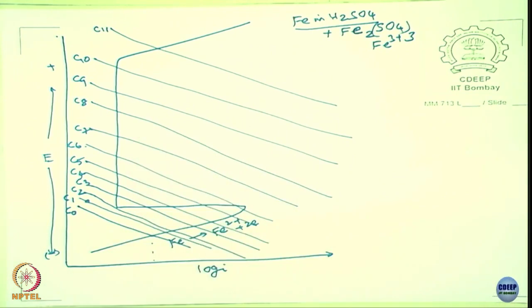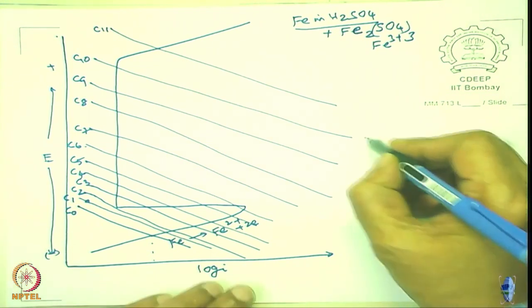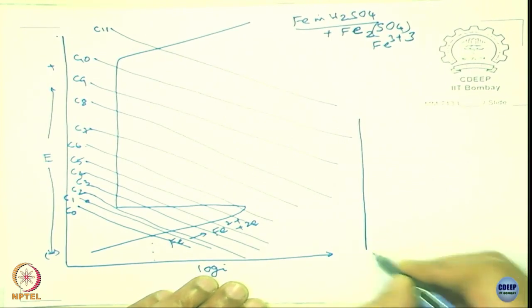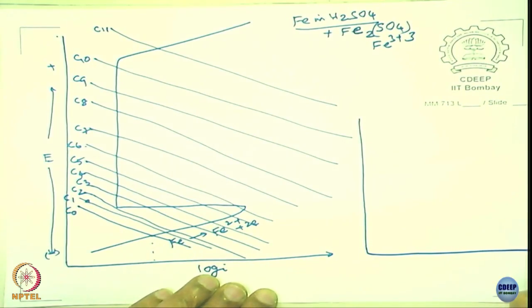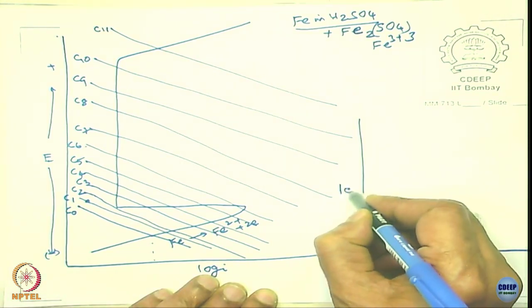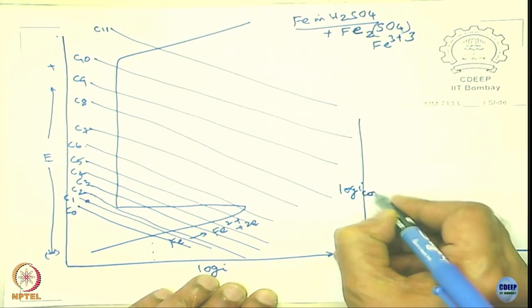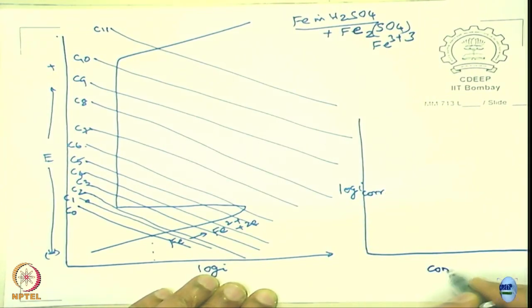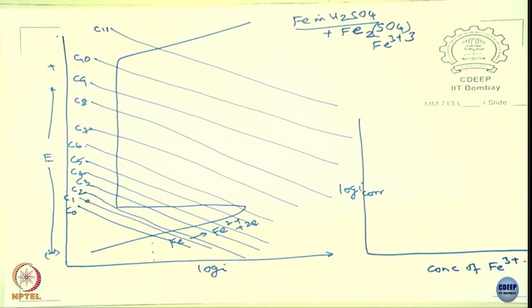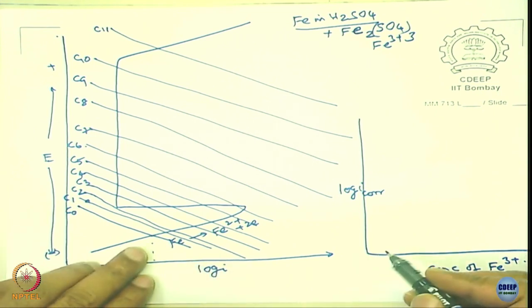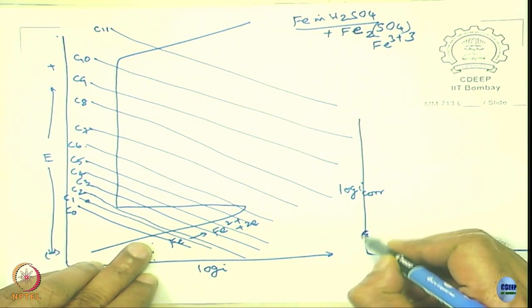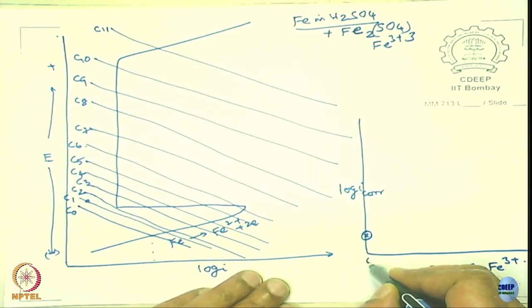now I can find out what will be the corresponding corrosion potential and the corresponding corrosion current density. So, I can start plotting this. I can plot the log of the corrosion current density versus the concentrations. So, at 0 concentration, I know what the corrosion rate is, somewhere it starts here. That is 0 concentration.